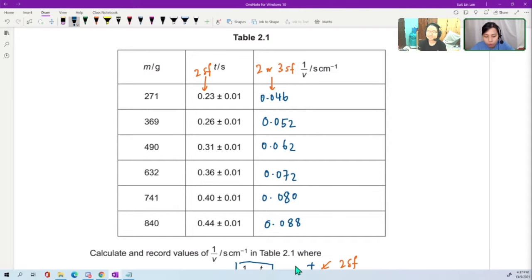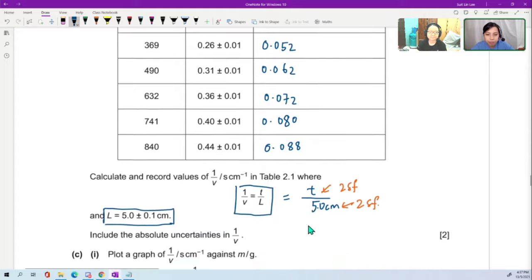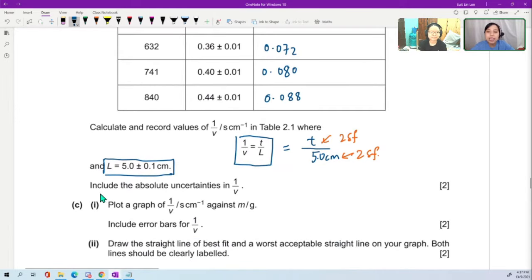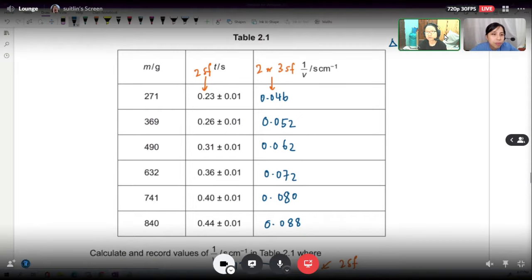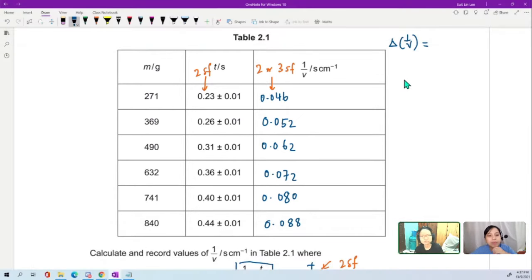Okay, what else do we need to do? If you scroll down to the instructions, they remind you, include the absolute uncertainty. So you must put a plus minus, find the plus minus. But before you just simply write a number, you might want to think of an identity to calculate your uncertainty. Scroll back up. Let's look at, what shall we use to calculate 1 over v, Miss? How to find the uncertainty of 1 over v? We're going to use percentage uncertainty.